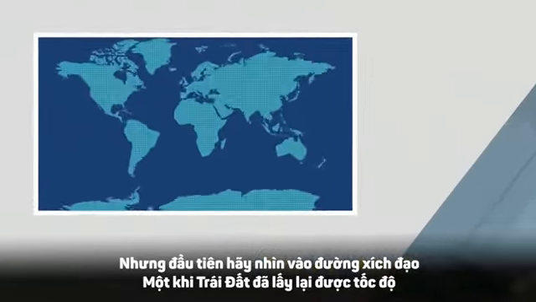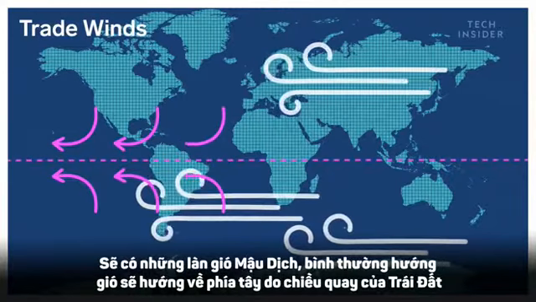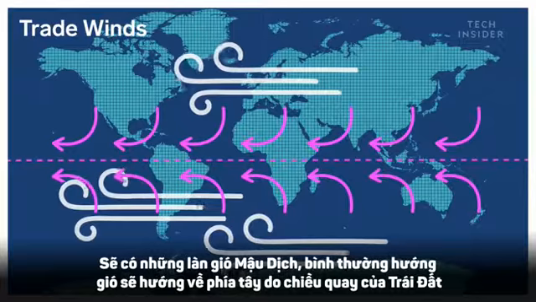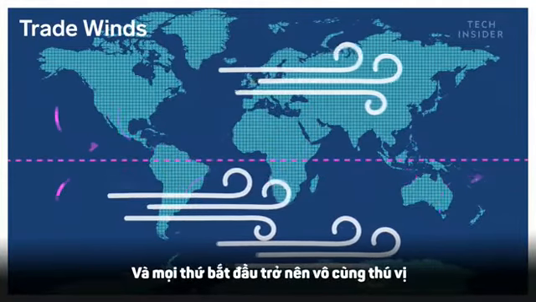But let's take a look at the equator once Earth has gotten back up to speed. These are the trade winds, which normally blow westward due to Earth's rotation. So on backwards Earth, they reverse. And that's where things get interesting.